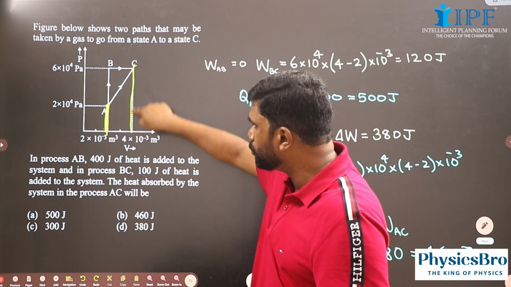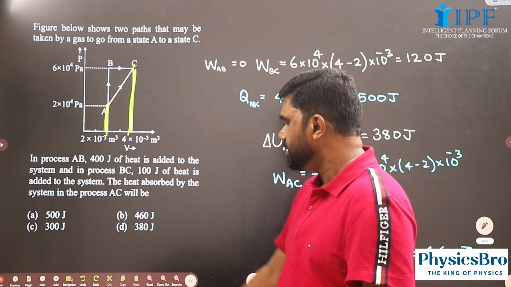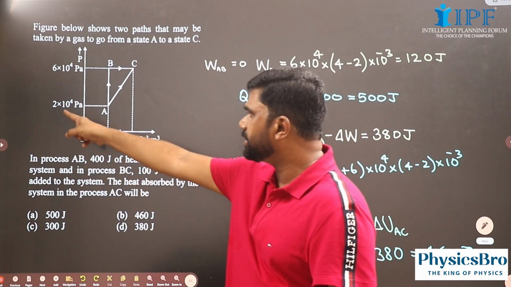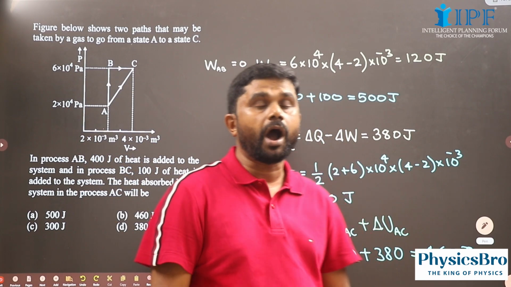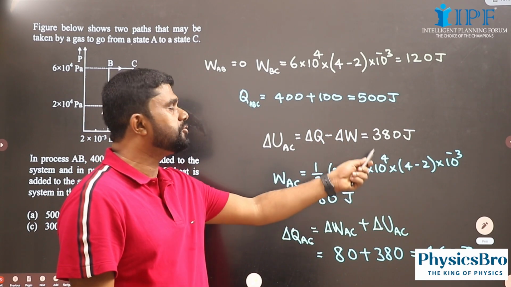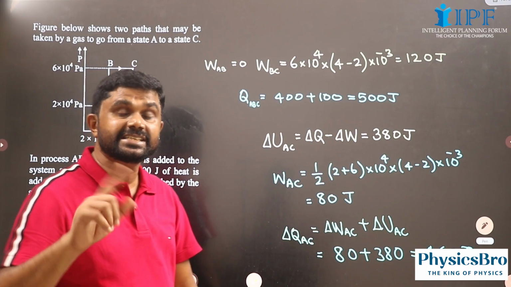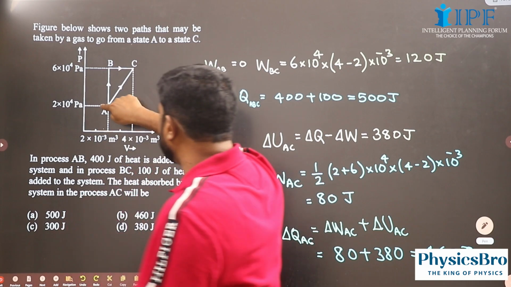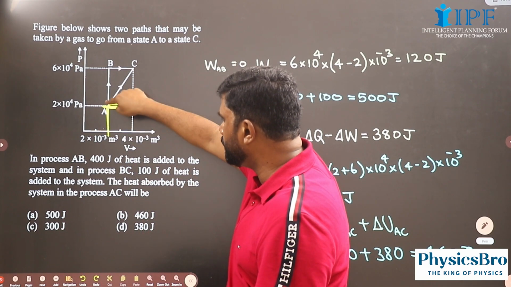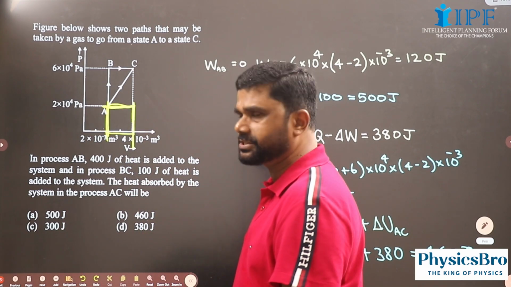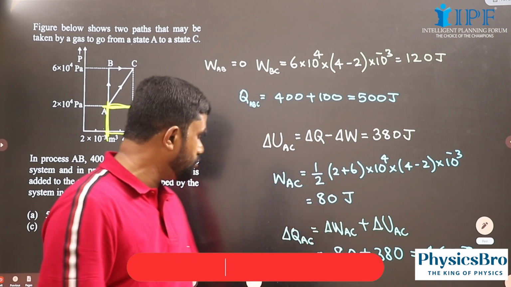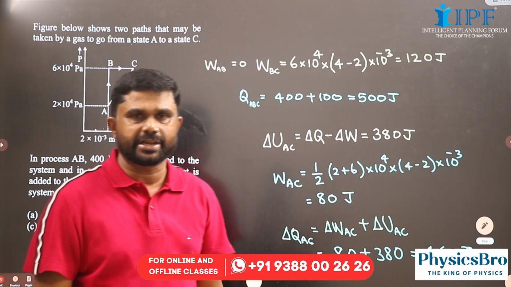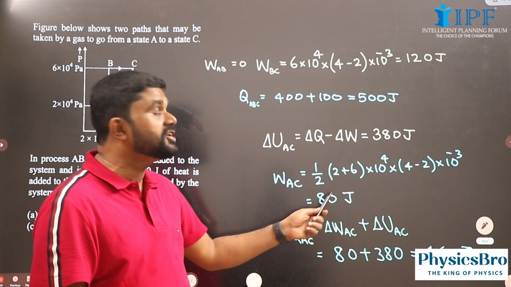See, these two are the two parallel sides, and see what the average is. Here it is 6 into 10 raised 4 and here it is 2 into 10 raised 4. So half of (2 plus 6) into 10 raised 4. And the separation between these two parallel sides, that is this much, it will be from 2 into 10 raised minus 3 to 4 into 10 raised minus 3, so 4 minus 2 into 10 raised minus 3. And this we will get 80 joule.